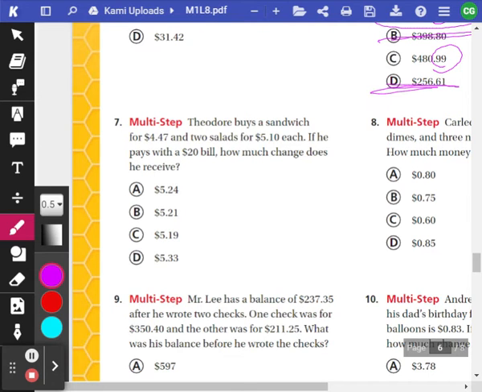Number 7, Theodore buys a sandwich for $4.47 and 2 salads for $5.10. So he buys a sandwich and 2 salads. If he pays with a $20 bill, how much change does he get back? All right, and we're very familiar with those because we've been working on those for some time now. So if he has $5.10 for a salad and he got 2 of those, I already know that that's going to be $10.20, and then he pays $4.47 for a sandwich.